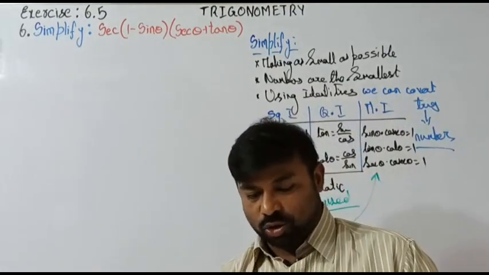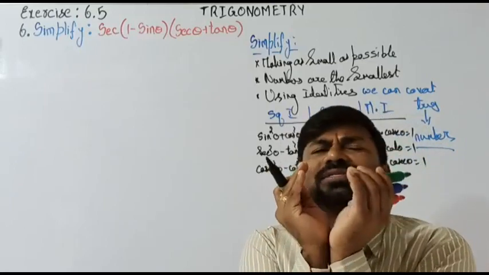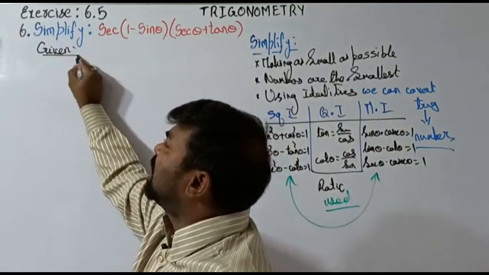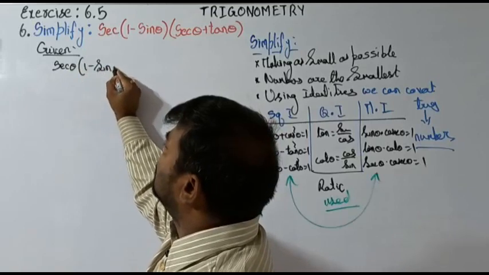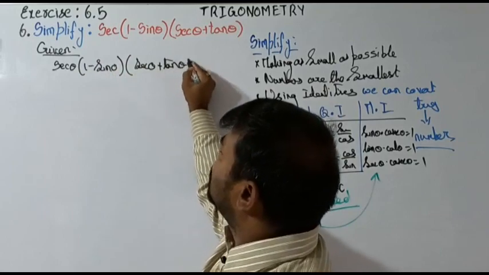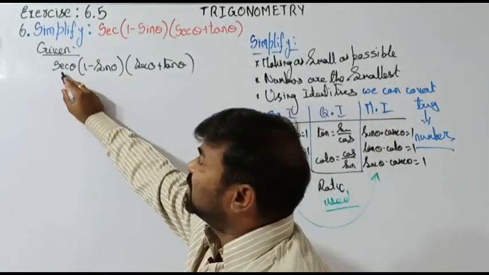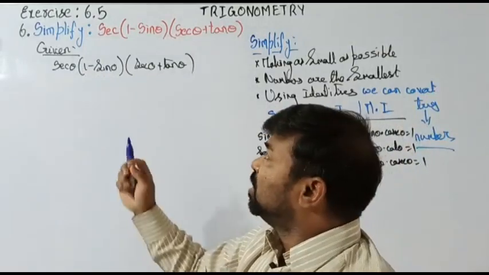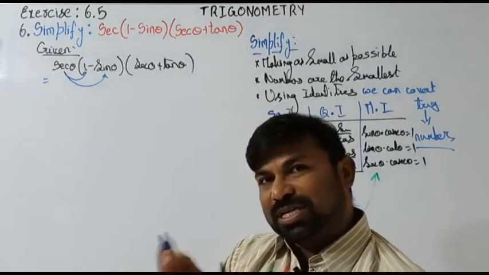Now let's use these formulas and get it simplified as small as possible. Let's start with the given question: sec theta into (1 minus sine theta) into (secant theta plus tan theta). This is the given question for us. When we are planning to get the square identities, let's do one thing. Instead of making three brackets, let's combine a few brackets. Now, the secant I am taking once and again I am taking it twice. I am distributing that.